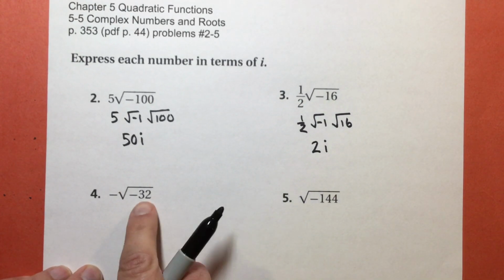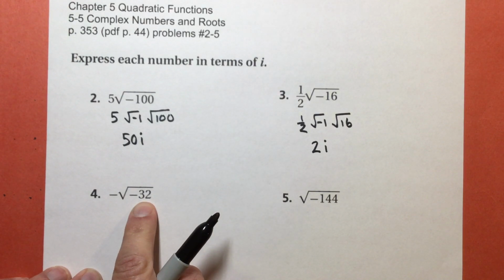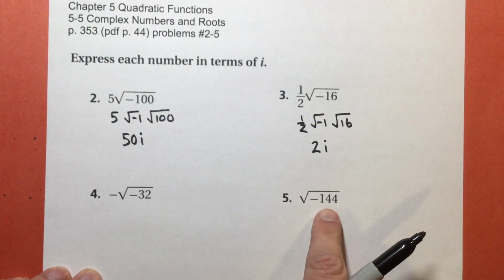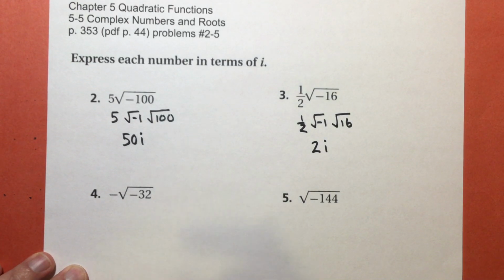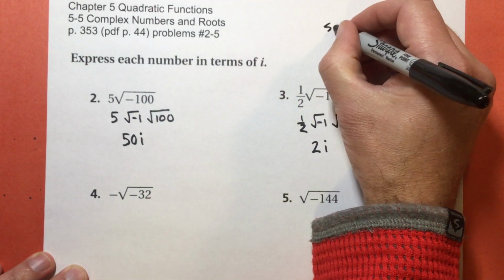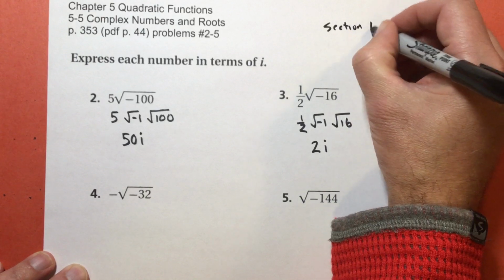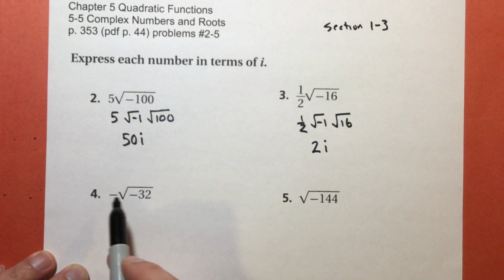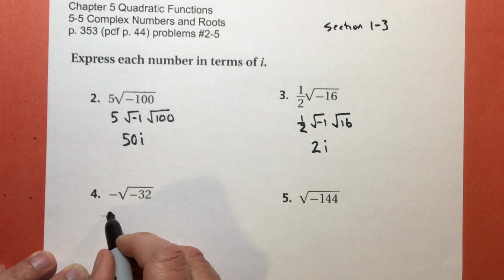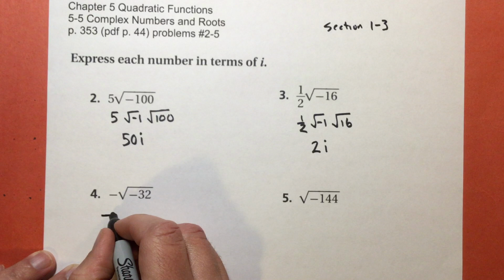Now for this problem, I'm not going to end up with a perfect square. 100, 16, and even 144, those are perfect squares. This one I'm going to have to simplify using section 1-3 in chapter 1 when we learned about square roots. So let's break it into parts. The negative sign in front of it is -1.